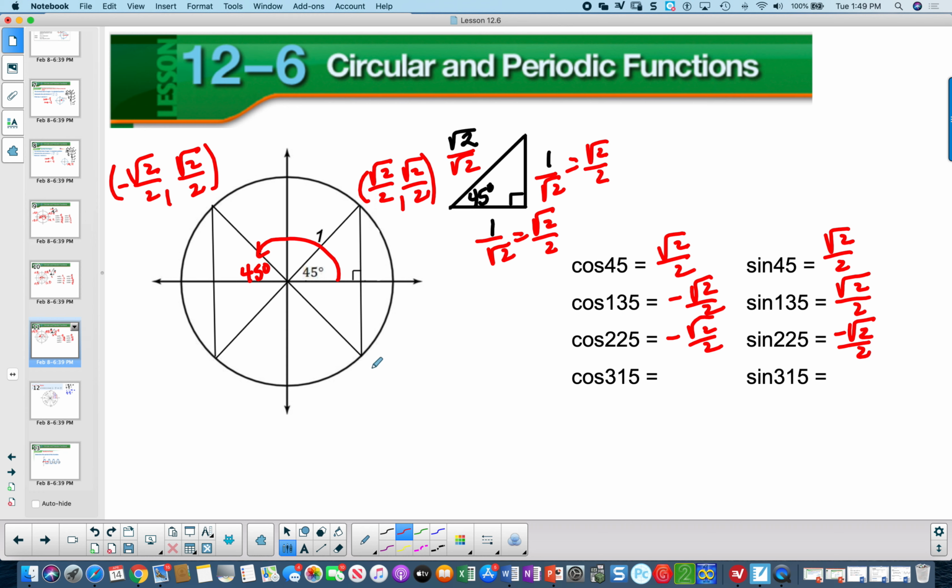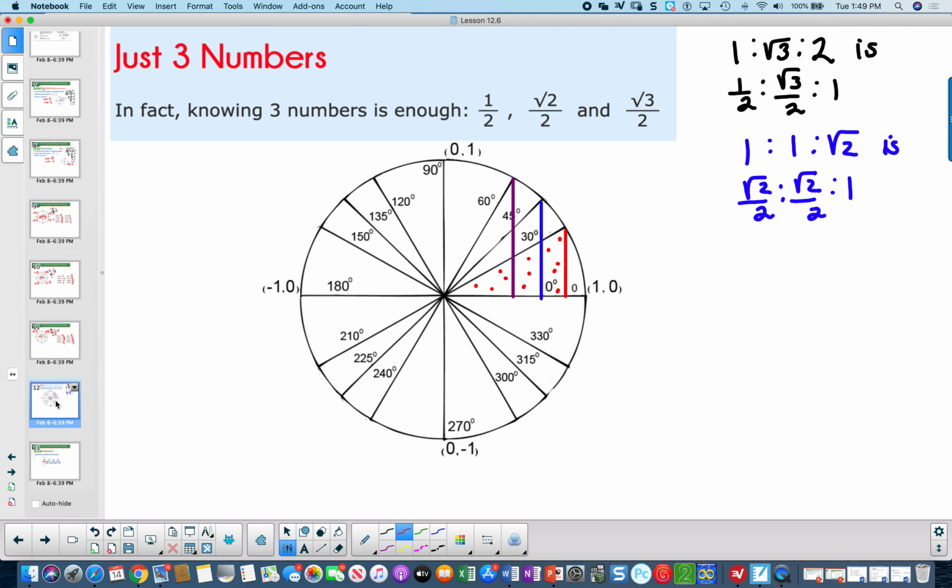And when we go over to here, it's going to be the mirror image across here. The x will be root 2 over 2, but the y is negative in that quadrant. And so we're able to fill these values out very quickly. Really, it's all about 1/2, root 2 over 2, and root 3 over 2. All our special triangles are there.